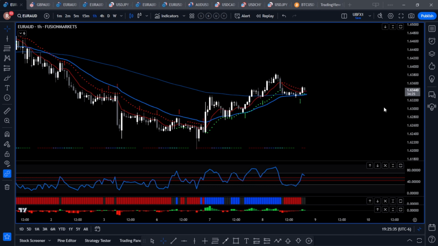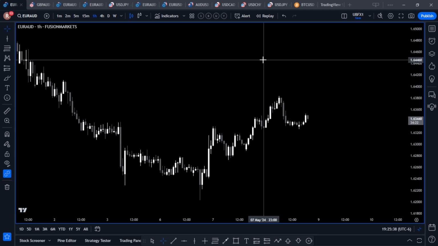Let's get rid of all of this. We'll get a blank chart. I'm going to show you how the Awesome Oscillator works, and I'm going to show you a system that you can use that uses just the Awesome Oscillator. It's a nice tool, but we can make it better. And we're going to make it into the Awesomer Oscillator.